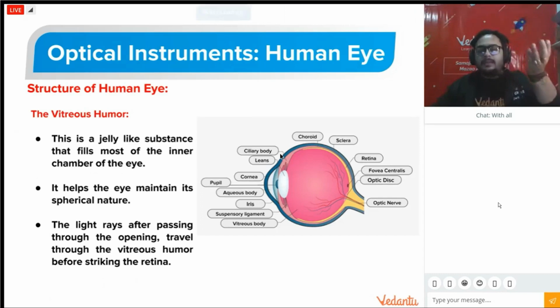आगे बढ़ते हैं. Then it is called the vitreous humor. I don't know what is humorous about it. This is a jelly-like substance that fills the inner chamber of the eye. Let us look where is the vitreous humor. Here, the red portion you can see. Our eye is completely filled. Okay.